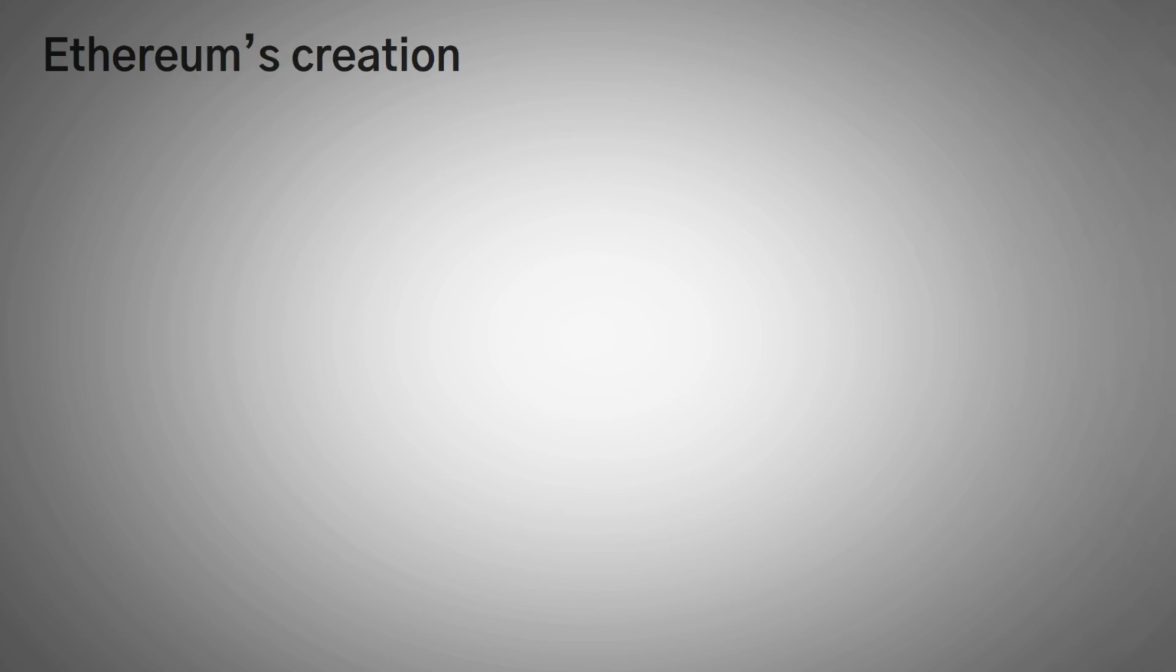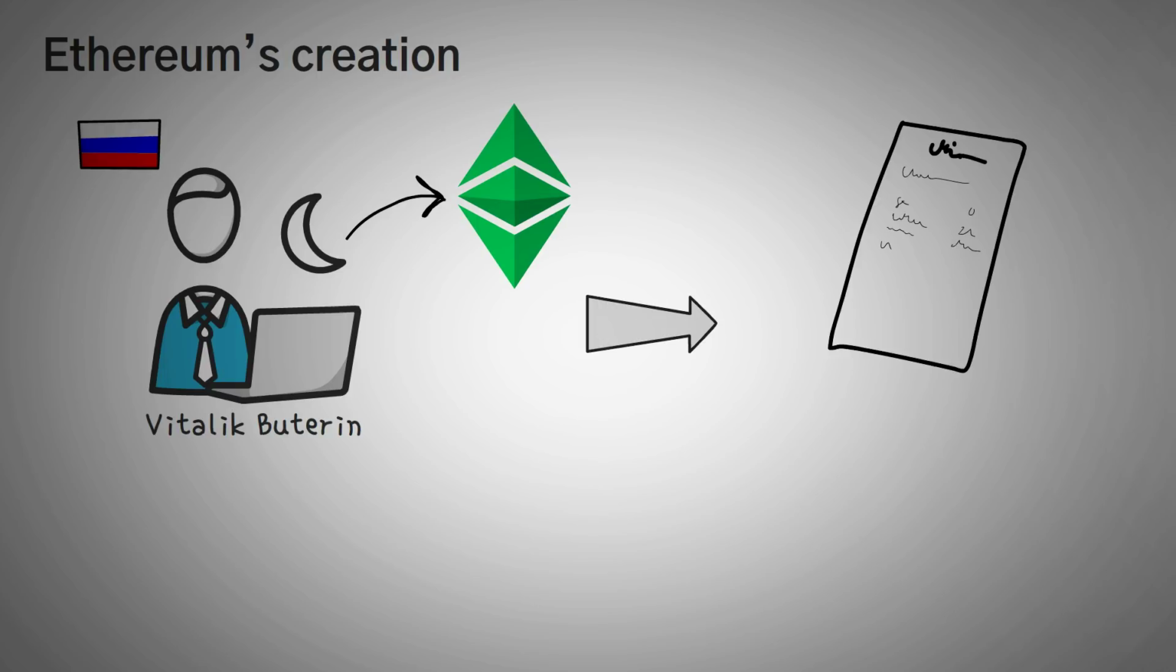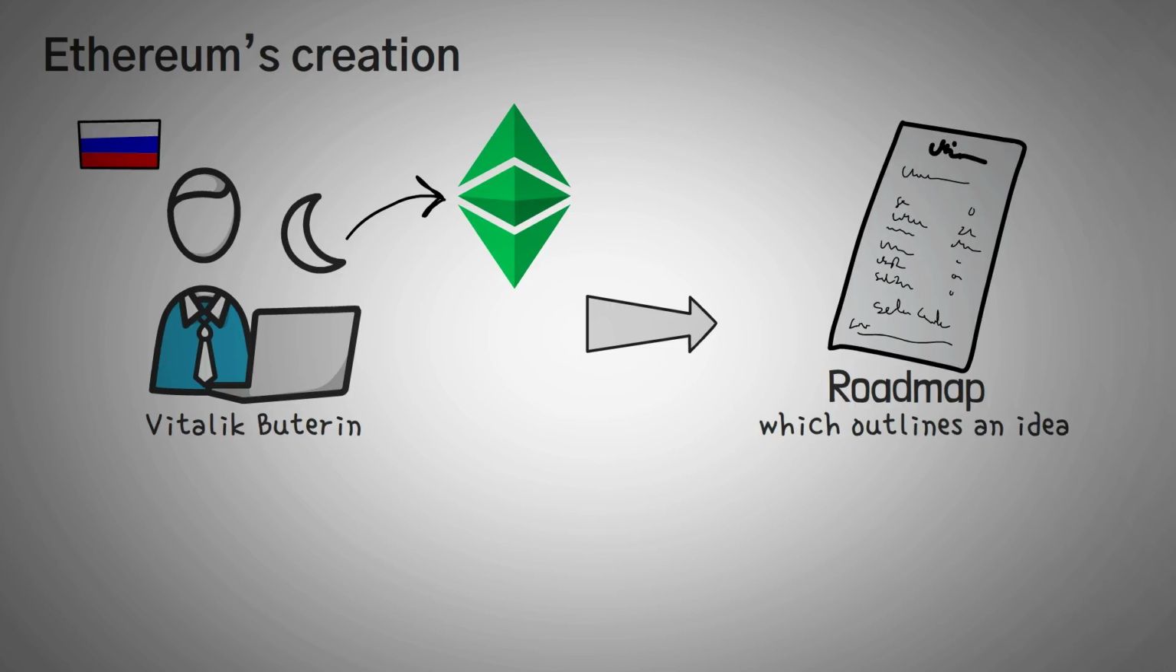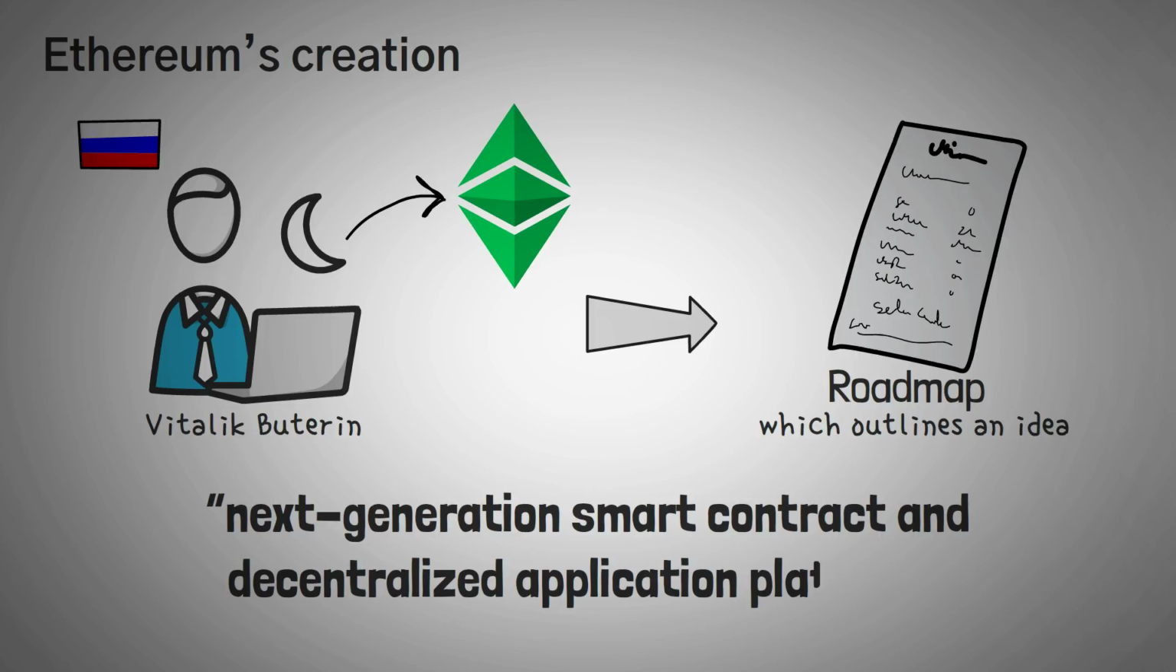Now, you can choose to believe this or not, but the original Ethereum was created by a 19-year-old Russian kid named Vitalik Buterin. In 2013, he wrote what is called a white paper, which is basically a roadmap that looks like a college thesis, but it outlines an idea. This white paper would go on to be the foundation of the beginning of Ethereum. In his own words from the white paper, Ethereum is a next-generation smart contract and decentralized application platform.